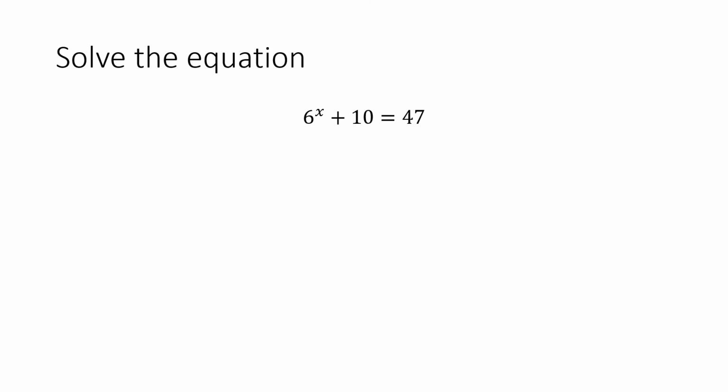Now we have an exponential. The basic idea, just like how we got the log by itself and used an inverse, is going to be the same here. Get the exponential by itself and find the inverse. So that means that this 10 has to go. So we have 6 to the x is equal to 37. So what's the inverse of 6 to the x? Well, the inverse of 6 to the x has to be log base 6.